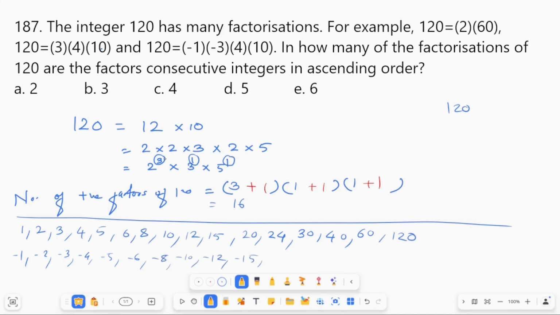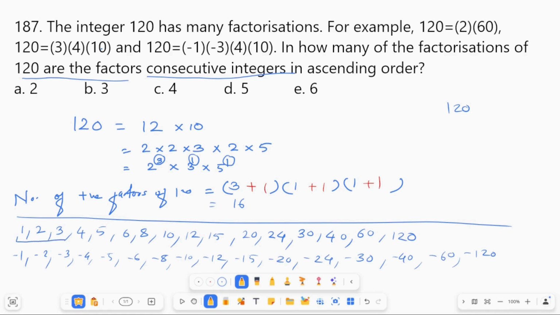The question asks us to find the consecutive factors of 120. Remember, they have asked us to find the consecutive factors. They did not mention whether it's positive or negative. They simply said factors of 120, then consecutive integers in ascending order. That means in this case we will have to include both negative and positive. Always remember, in GMAT the question will be very precise. It will be clearly mentioned in the question to find the positive factors of a certain number. If they say just find the factors of a certain number, then you will have to include both positive and negative factors.